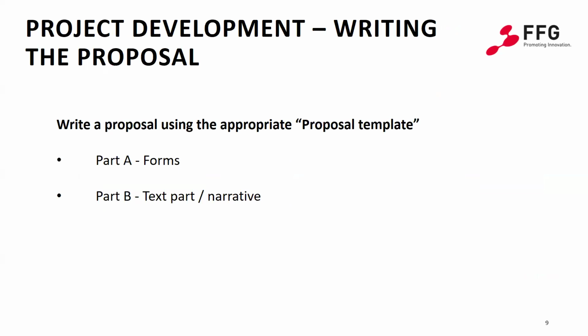If you're writing, you will notice there are 2 parts. There's a part A, the administrative forms, and there's always a part B, the text part or the narrative. What you have to write in these parts is described in detail in the proposal templates, which you can find on the Funding and Tenders portal. Always use the latest template.